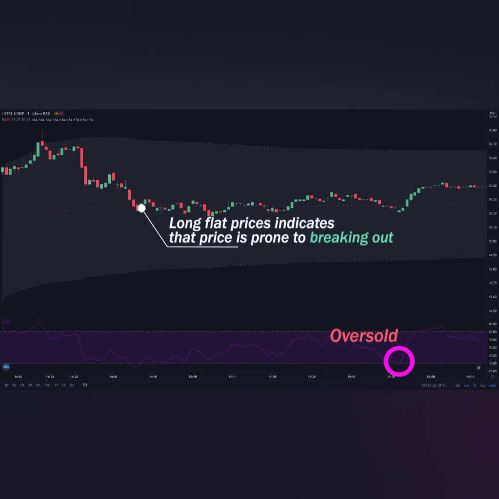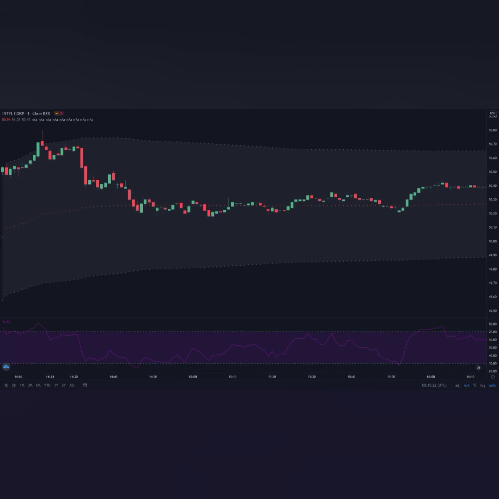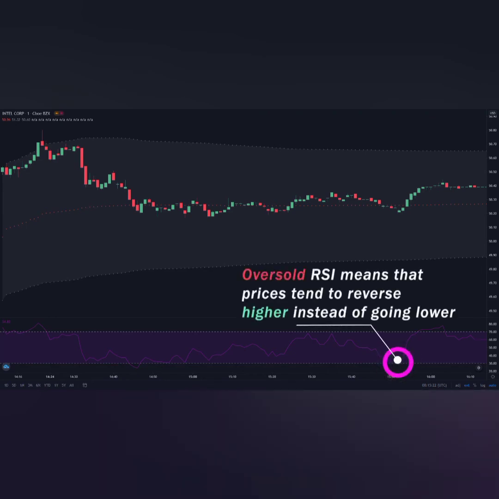Well, this is a great opportunity for us because it means that the price is prone to breaking out. So how do we know if it's going to break out upwards or downwards? Well, that's where the RSI comes in handy. So you can see that the RSI is oversold, meaning that there's a high chance that it is going to go up. See what happens next.